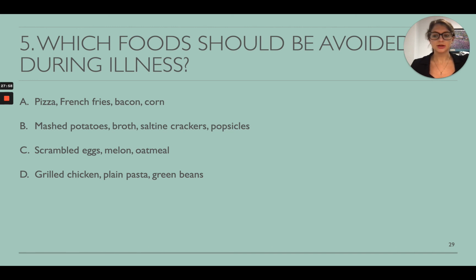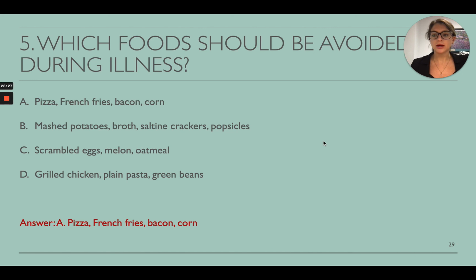The answer is A. So pizza, french fries, bacon, and corn should be avoided during illness because of the higher fat content, higher fiber content of corn. These food items can cause additional irritation in the stomach. So during acute illness, we want to avoid these foods and wait at least 3 days after vomiting has subsided before adding in any of these regular food items into an individual's diet.